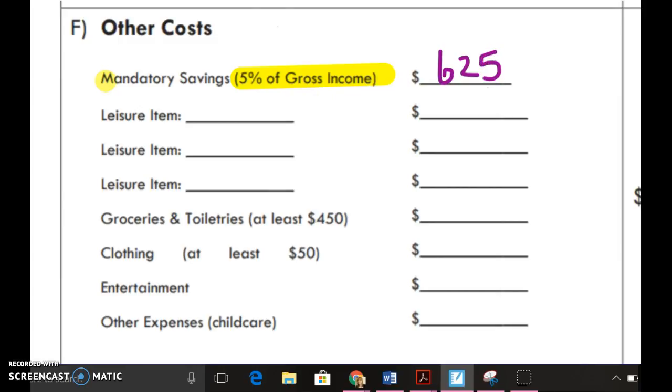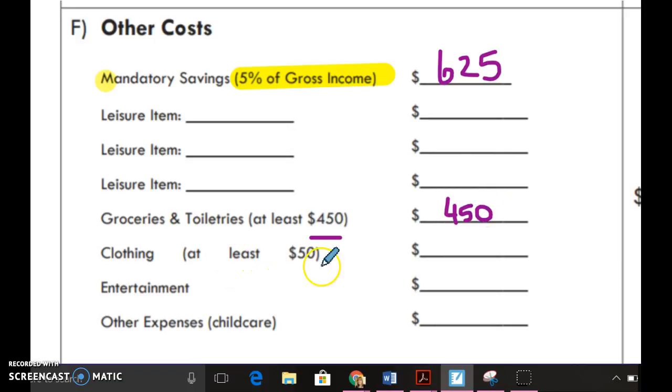Now I get to look at the other leisure. Well, first of all, I have to have at least $450. It could be more. Matter of fact, if you have a household with 3 people, you should have at least $600 for toiletries and groceries. But everyone else, you have to have $450 here. It could be more, but at least. So I'm going to do the minimum.